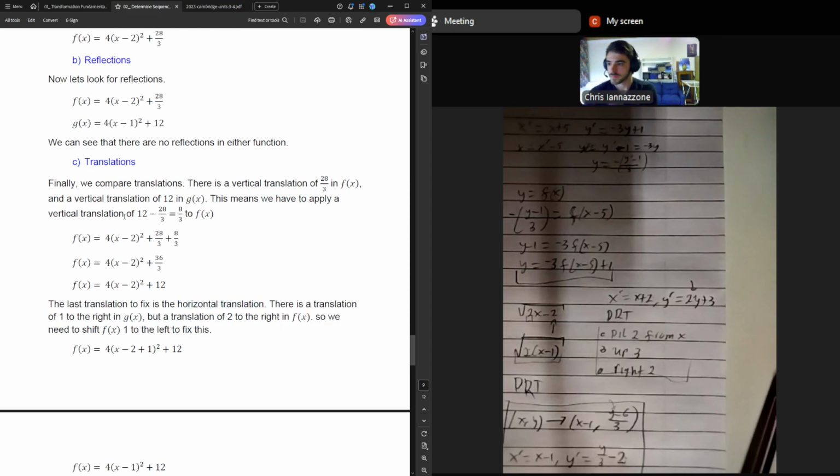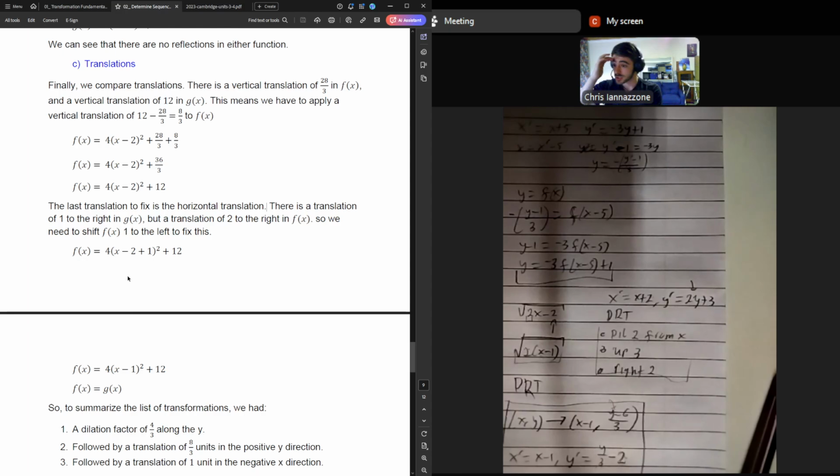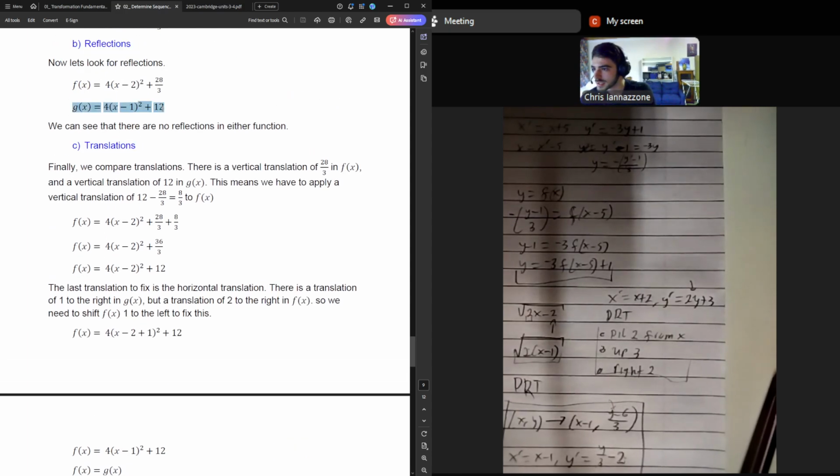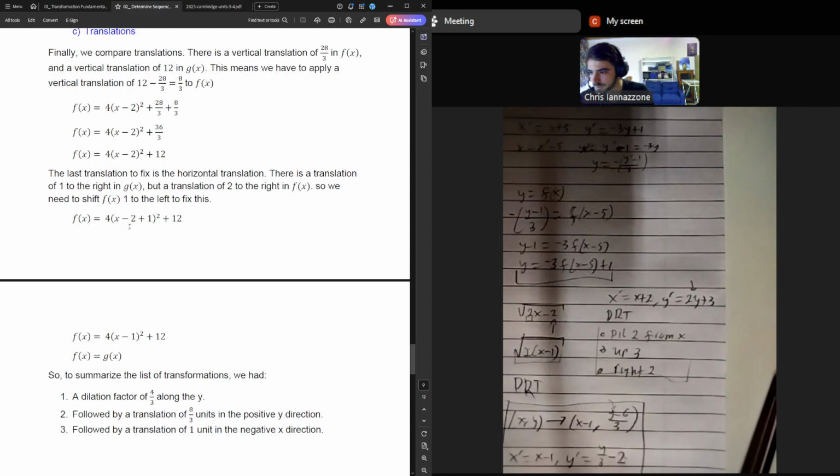The only thing left to do is fix our horizontal translation. So if you're comparing f to g, you've got x minus 2 on f, you've got x minus 1 on g. And so what's it going to take to make it look like g? Well, we want to add a 1 there. When you add a 1 in a function, that does mean you're shifting to the left by 1. So you take your x minus 2 and add a 1 to it, and suddenly f is equal to g.